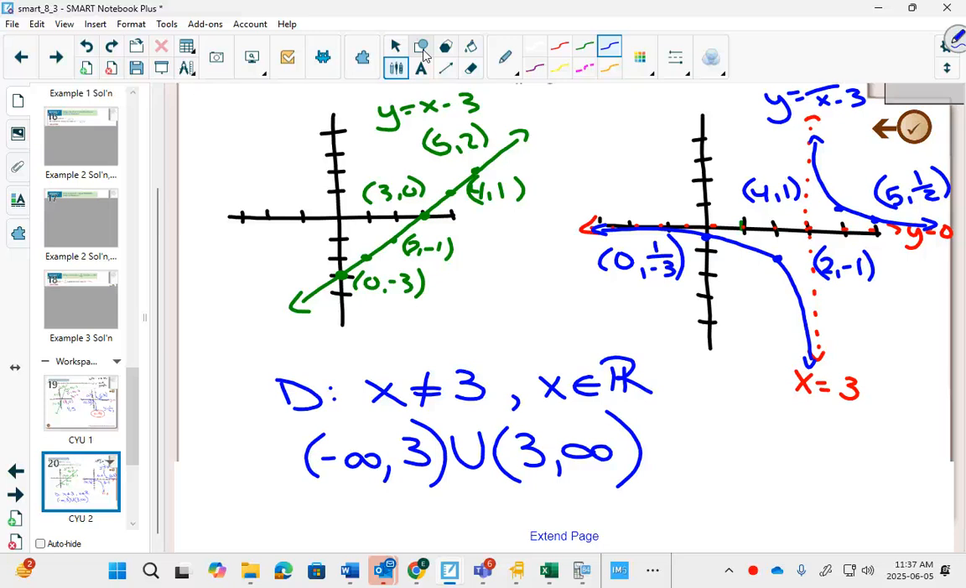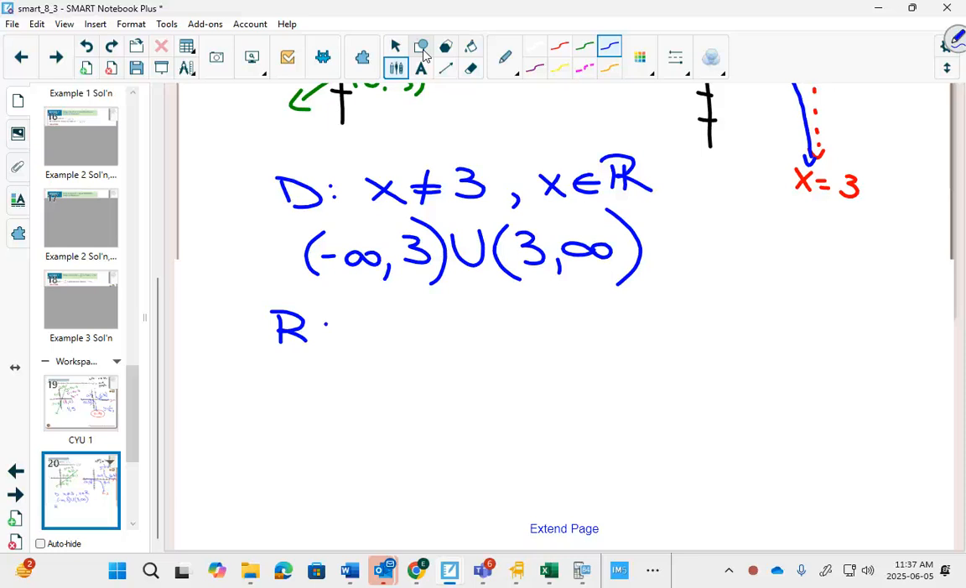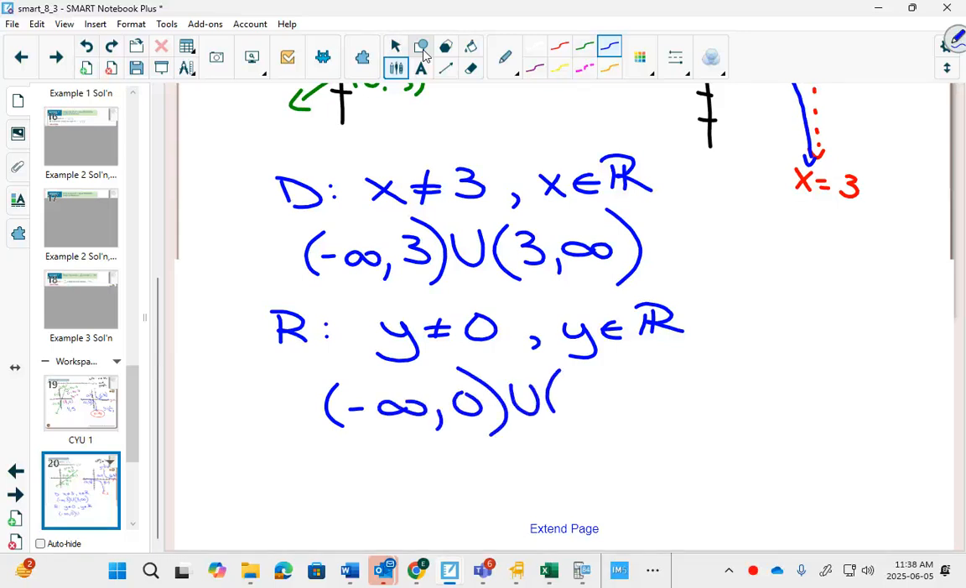Same thing, range. Super easy to just say y cannot equal 0. If you wanted to add more, y can be everything else. But this could also be in interval notation. From negative infinity to 0, and then again from 0 to infinity.